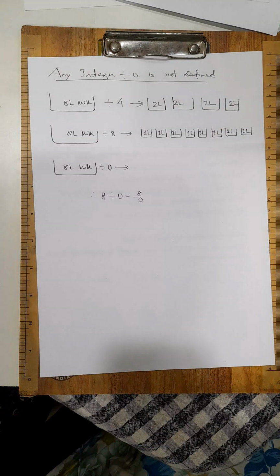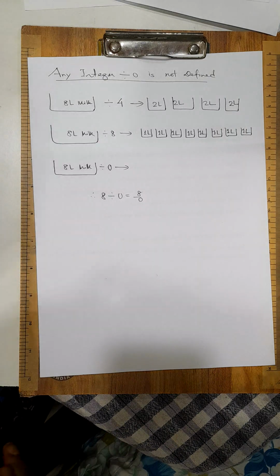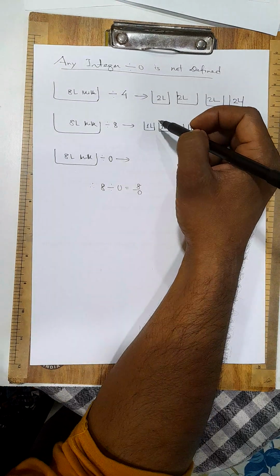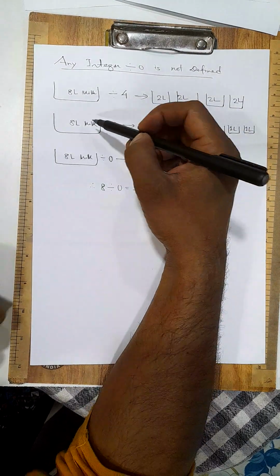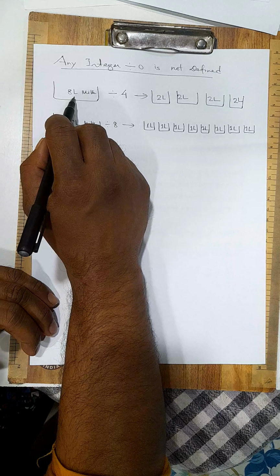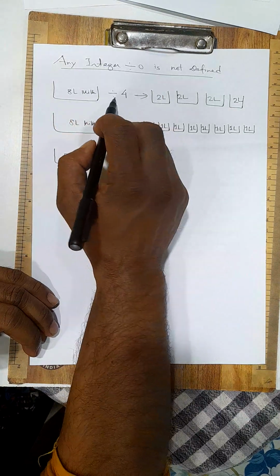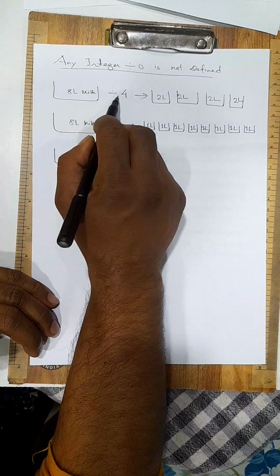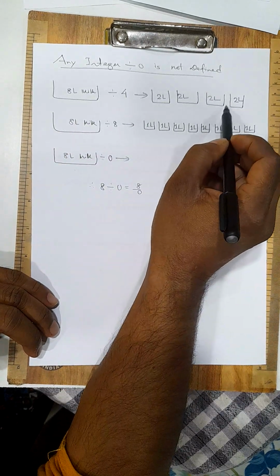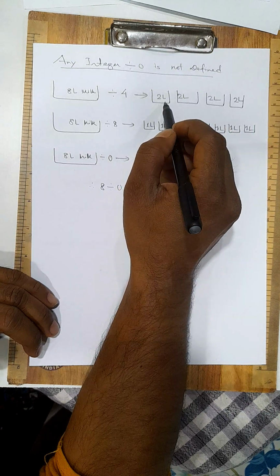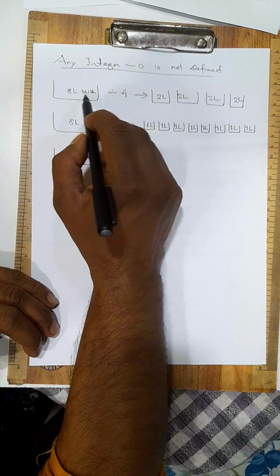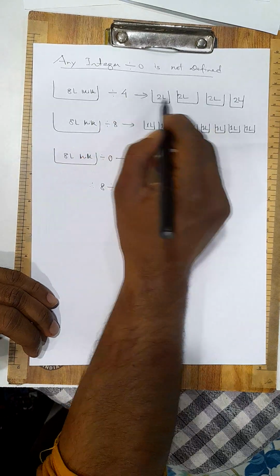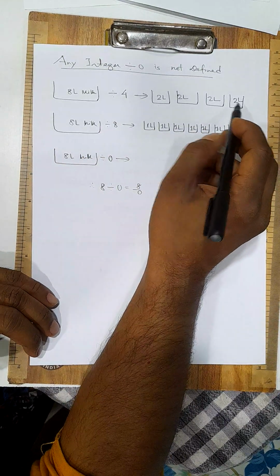Next, any integer divided by 0 is not defined. Let's say one example. Say this container has 8 liters of milk. Now it is divided between 4 containers. 8 divided by 4. So each container will contain 2 liters of milk, right? 8 liters of milk is divided amongst 4 containers equally. So every container will receive 2 liters.